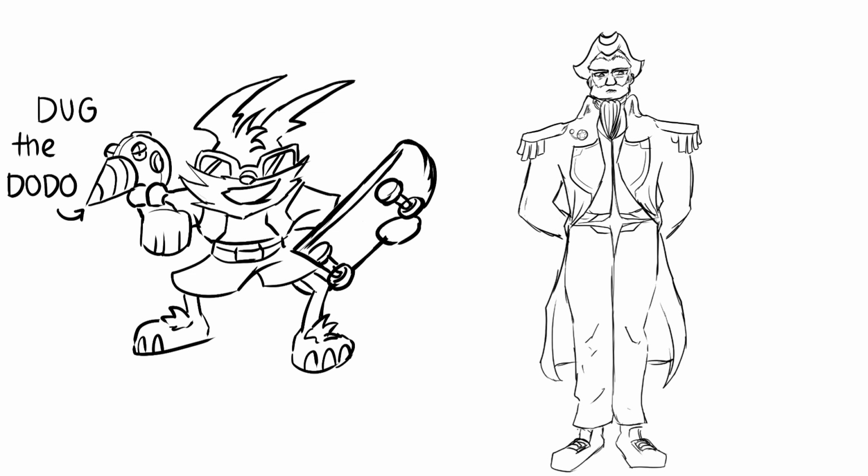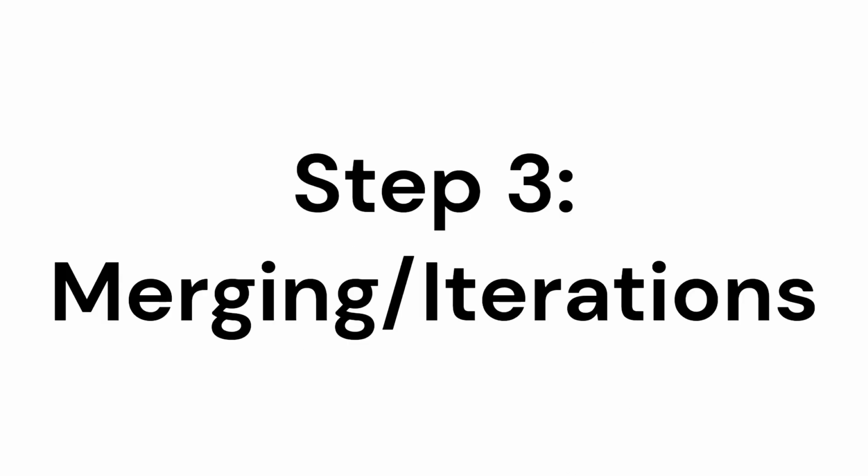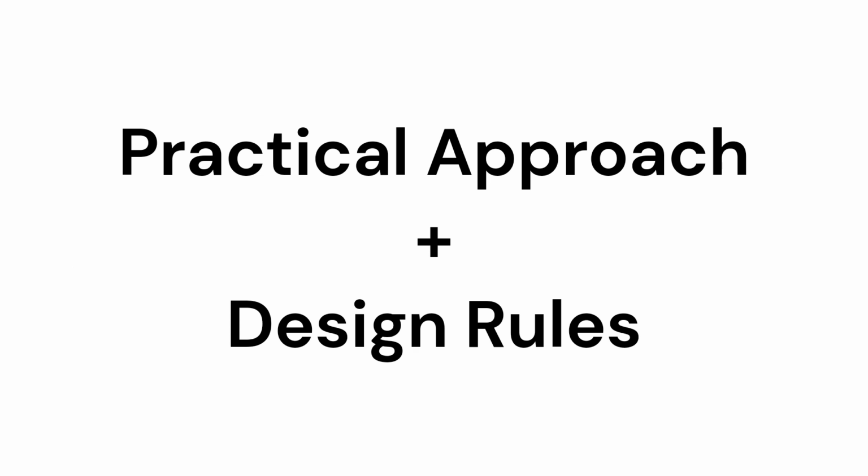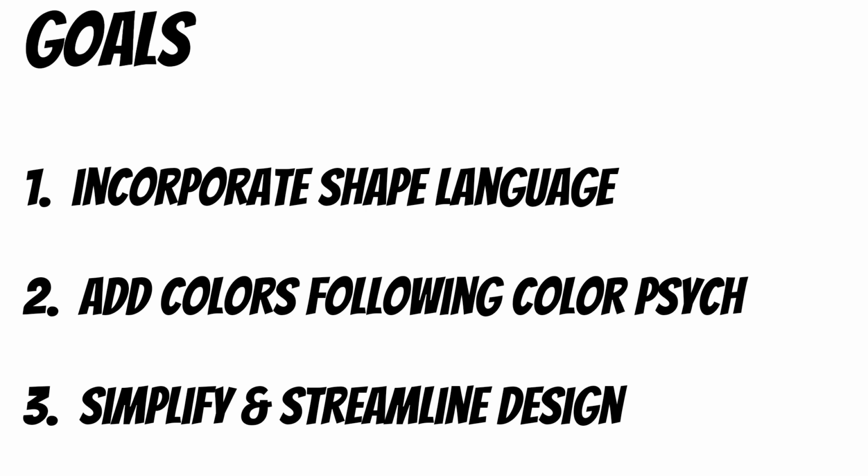Even if you do find this in your initial design, it's still best to redraw the character a couple of times to see where you can clean them up. This is the merging iterations step. What we're merging is our practical approach with our design rules, and it takes multiple iterations to achieve this. As we go through different iterations of our character, our goals should be, first, to incorporate shape language that fits the character. Second, to add colors that might communicate something about the character. And third, to simplify and streamline the design.